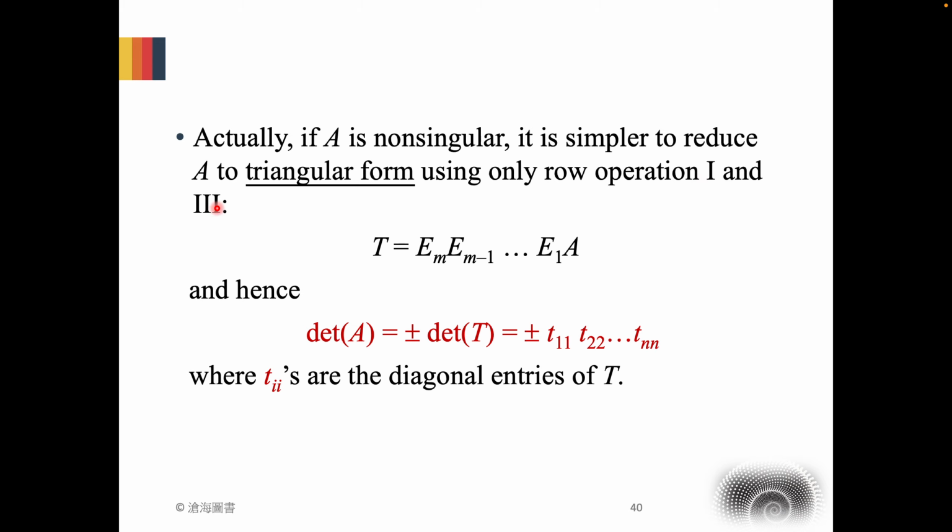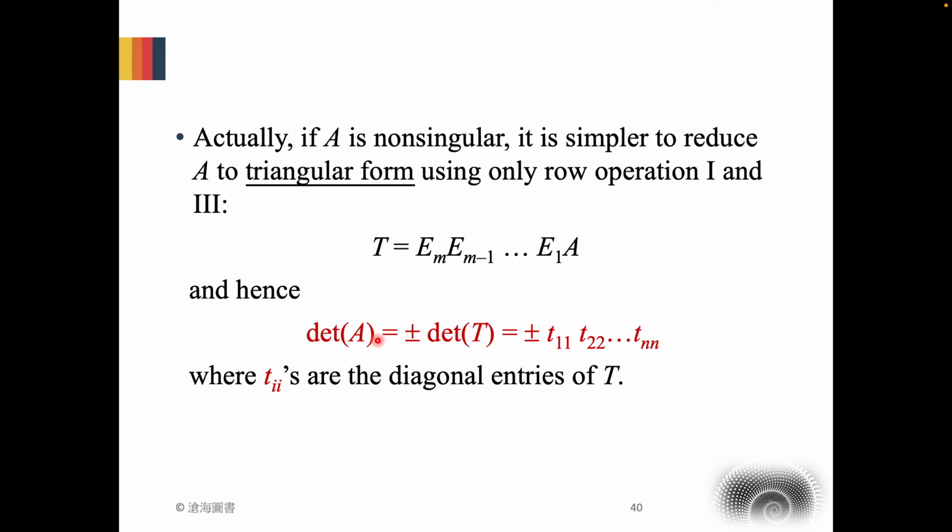Actually, if A is non-singular, it's simpler to reduce A to triangular form using row operations of type 1 and type 3. So we can rely on interchanging two rows or the type 3 row operation to reduce A into a triangular form. So we can apply a sequence of elementary row operations to A to get a triangular matrix T.